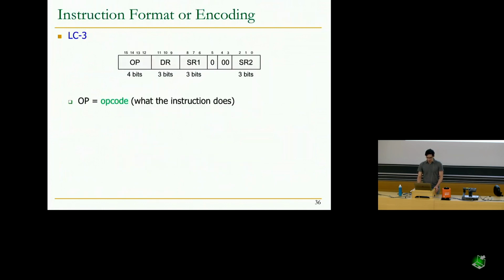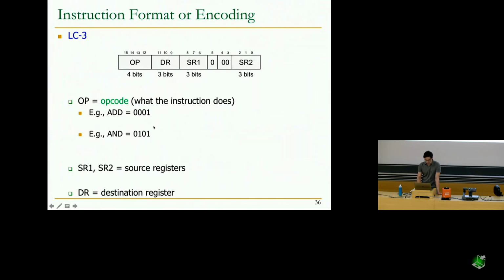So this is the opcode, 4 bits. The opcode will be different for each of the operate instructions. For example, for add, the opcode is 0001. For AND it is 0101. And then we have here the source registers and the destination register. And here you can see the semantics for the add operation and for the AND operation. So this is the instruction format or encoding in LC3 for operate instructions.